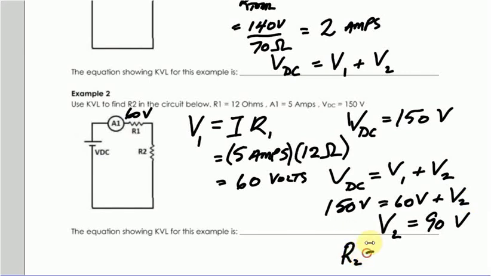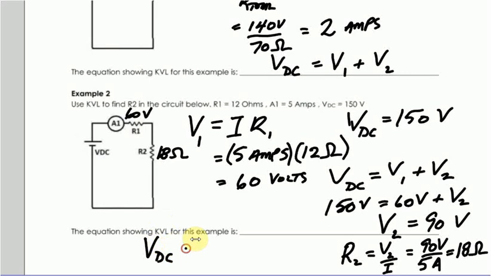Now the question says find R2, so actually I still have to keep going here to find the resistance R2. R2 is equal to V2 over the current. So I know that that's 90 volts over the current, which is 5 amps. 90 divided by 5 is 18. So I know that that must be 18 ohms. So it wants us to find this right here. The equation for KVL in this example is VDC is equal to V1 plus V2.